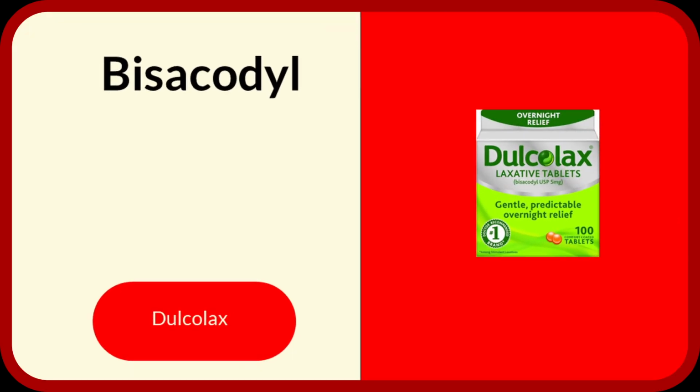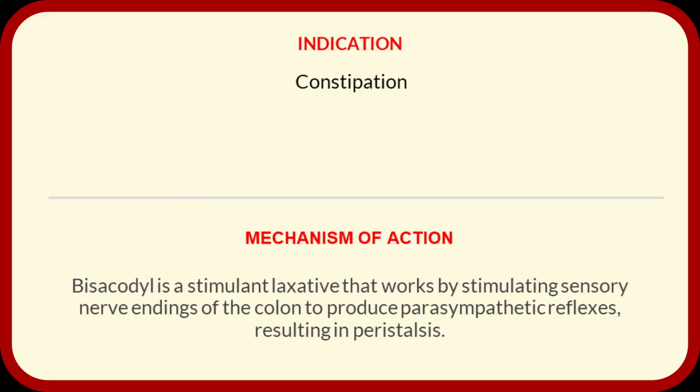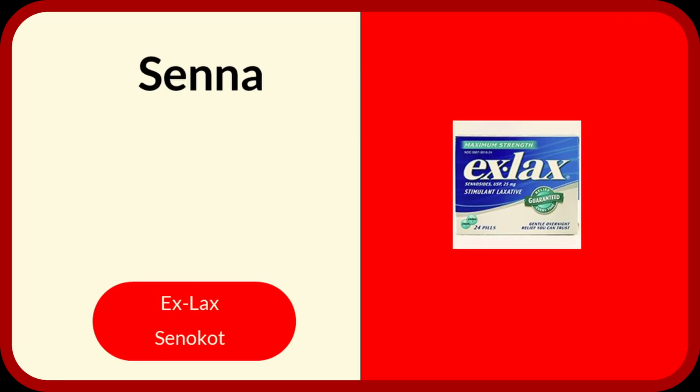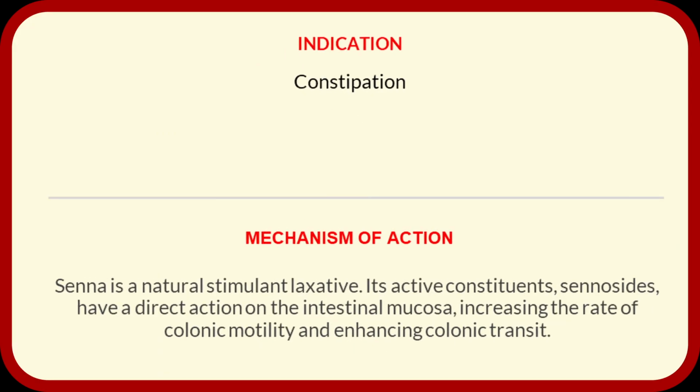For constipation, we have several types of laxatives, starting with stimulants. Bisacodyl, with the brand name Dulcolax, is used for constipation. Bisacodyl is a stimulant laxative that works by stimulating sensory nerve endings of the colon to produce parasympathetic reflexes, resulting in peristalsis. Senna, which has brand names like X-Lax or Senokot, is also used for constipation.